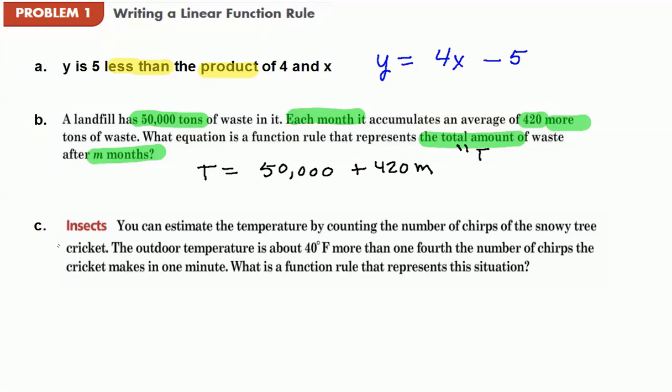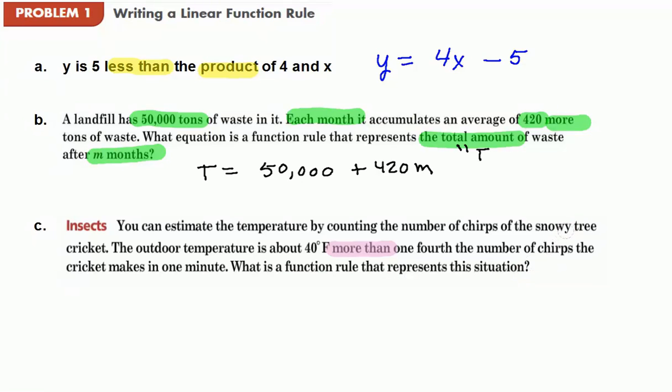For C, it gets a little bit more complicated. Now you have a word problem, but it's the same thing. Let's go ahead and read this one. You can estimate the temperature by counting the number of chirps of a snowy tree cricket. The outdoor temperature is about 40 degrees more than 1/4 the number of chirps the cricket makes in 1 minute. What is the function rule that represents this situation?